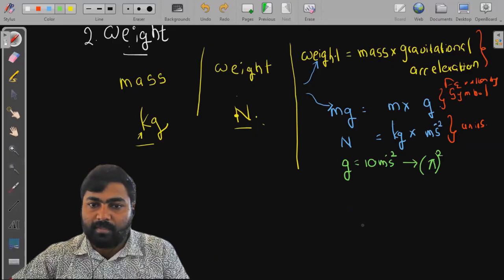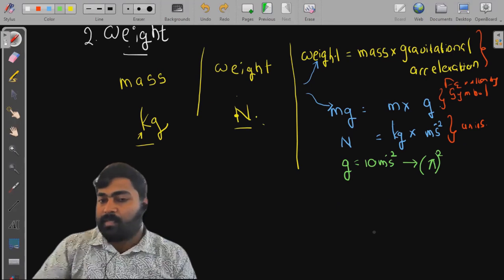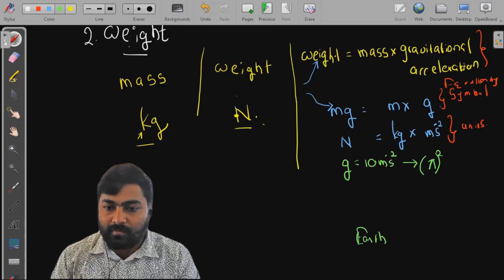Yes, sir. What is the reason for that one? Our mass is constant. Mass is constant, but gravitational acceleration is different. Clear?